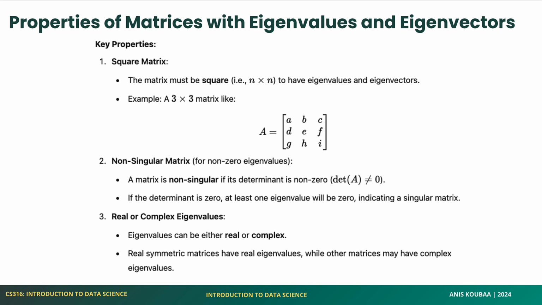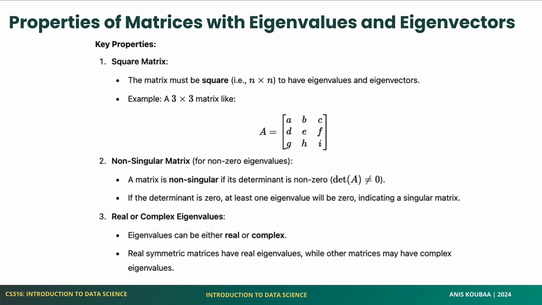As I already mentioned to you, not every matrix will have eigenvalues and eigenvectors. The matrix must be square. That's the first rule. And it must be non-singular. What does it mean, non-singular matrix? The determinant must be different from 0. This means that the matrix must be invertible. We can make the inverse of the matrix. If we cannot make the inverse of the matrix, we cannot have eigenvalues and eigenvectors. And the eigenvalues can be either real or complex.